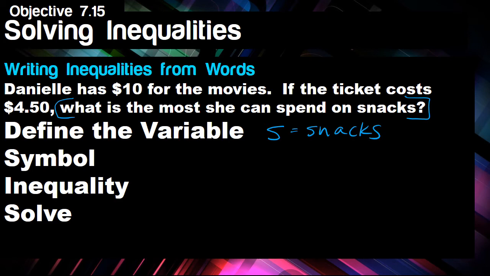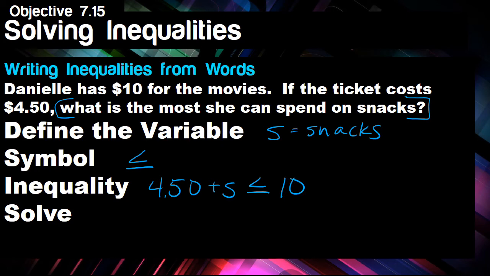So we know that the most she has is 10, so she can only go up to $10. So what she can spend is going to be less than or equal to. The inequality here is going to be, let's see, the ticket costs $4.50, and then plus the snacks, that all has to be less than or equal to $10.